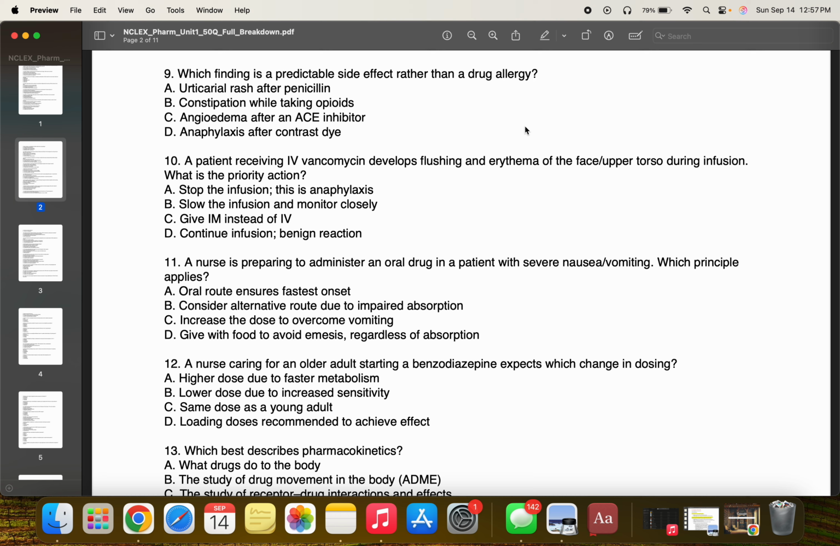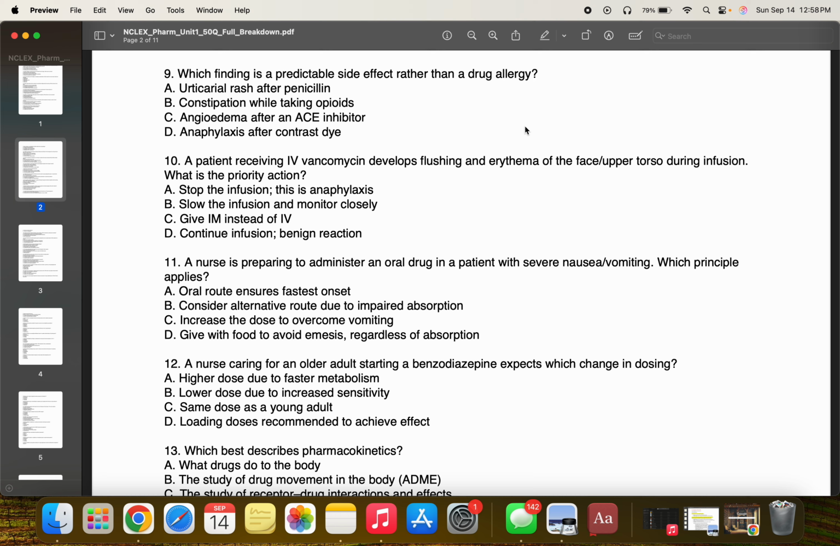Okay, the answer is B. Slow the infusion and monitor closely. I don't know if we really went into this, but this is a patient receiving IV vancomycin. They are flushing and they're turning red. This is red man syndrome. We learned this in patho. It's just they turn red.